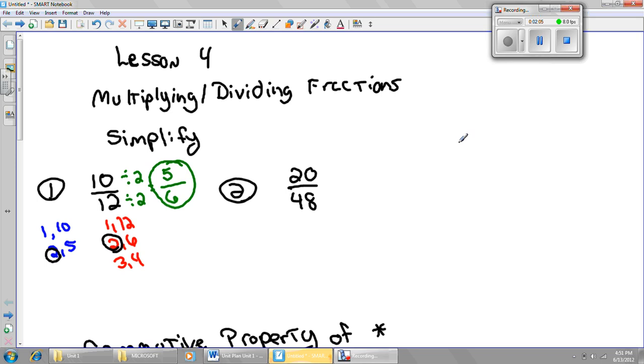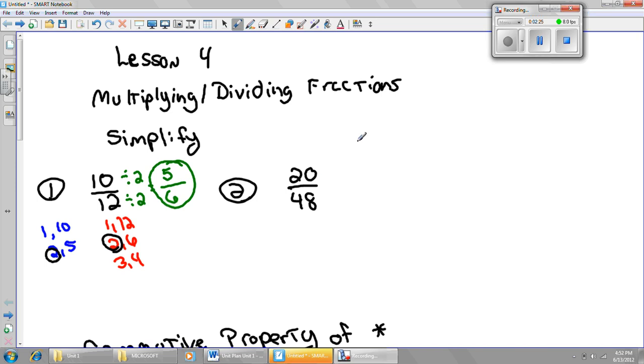Let's try that again on number 2. If you want to try it on your own, pause, and then see my solution, you can feel free to do that at any time. All right, I think the GCF of these is going to be 4. I know 2 is going to go in, but I don't want to use just any old factor because that leads to more steps. I want to use the greatest common factor.